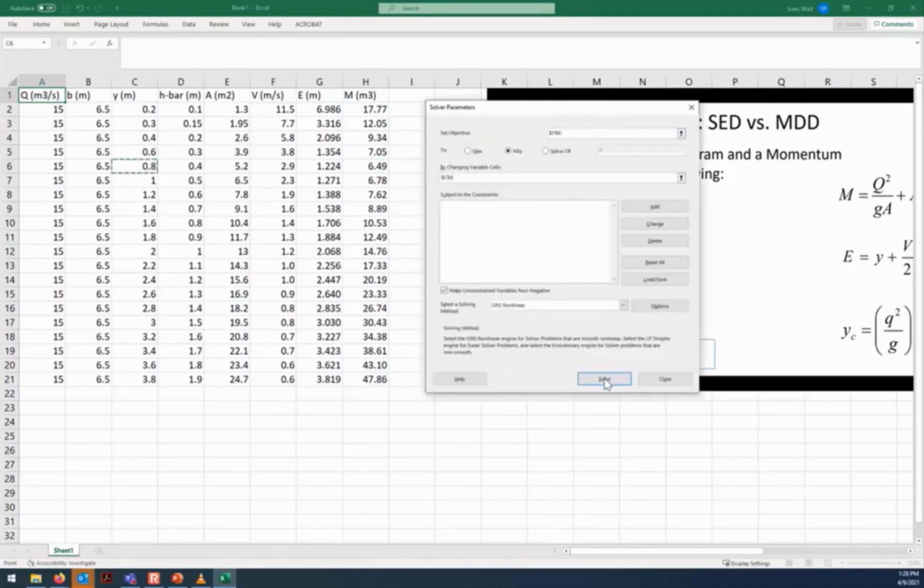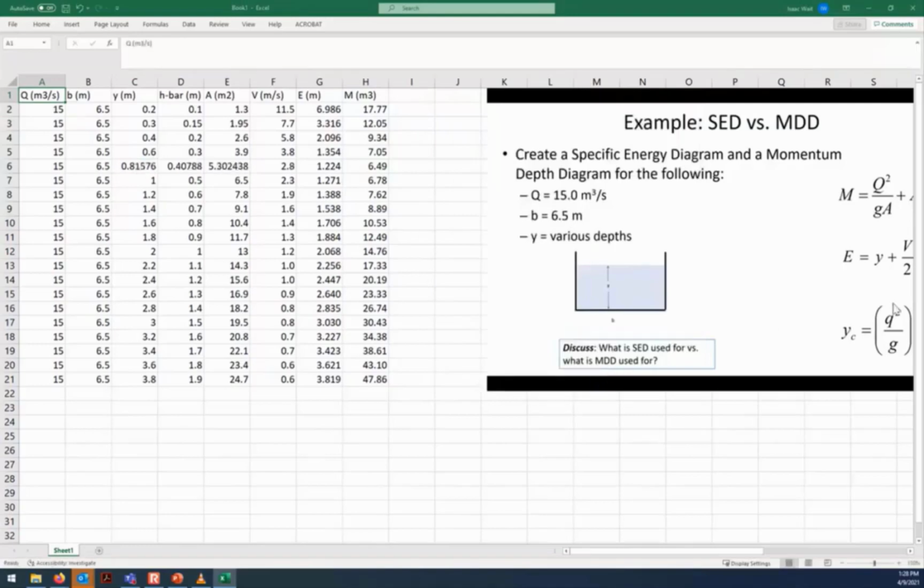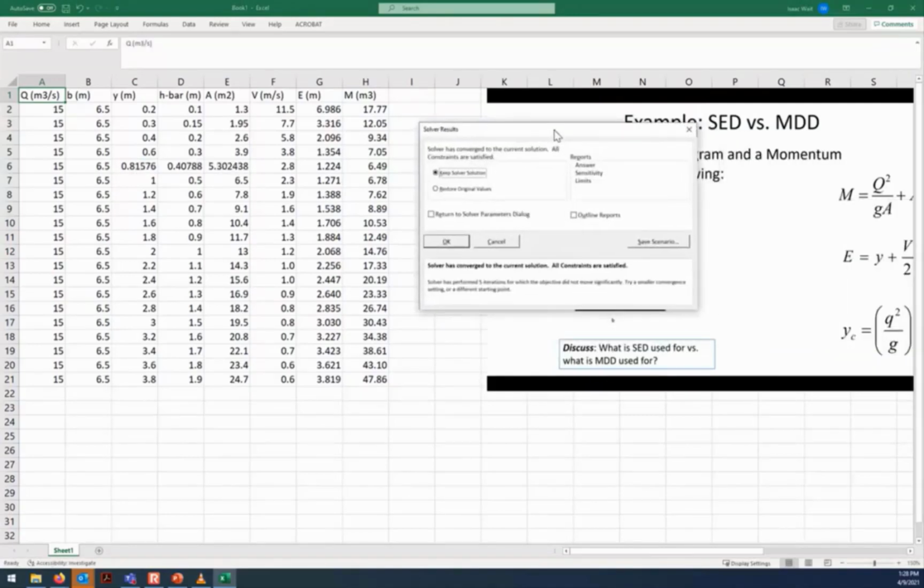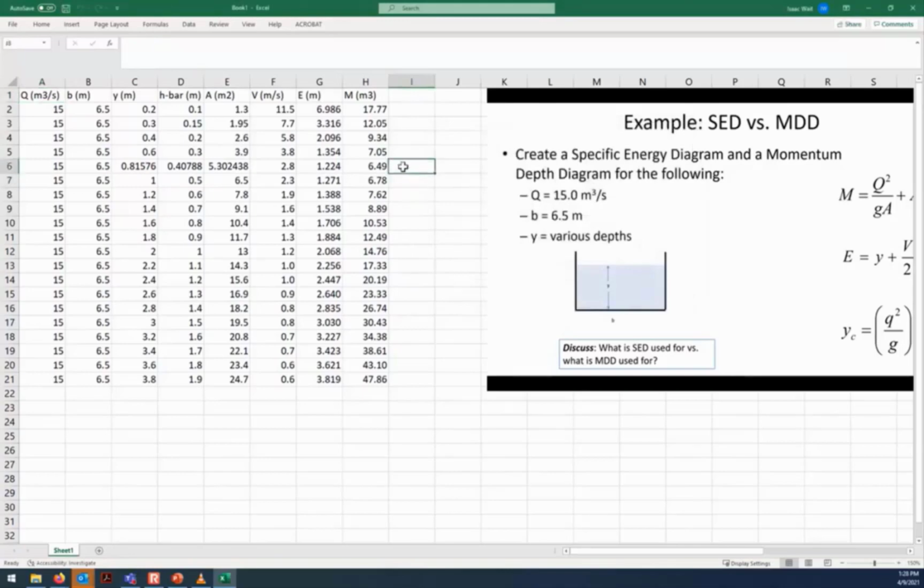So minimize the momentum function for this row, and I'm telling it it can change the depth. I click Solve, and it's going to try a lot of different values, and over here it tells me that it has converged. 0.816 effectively is the critical depth, and that's correct. Let me click OK to keep the solution. So this minimum E and M is associated with critical depth.